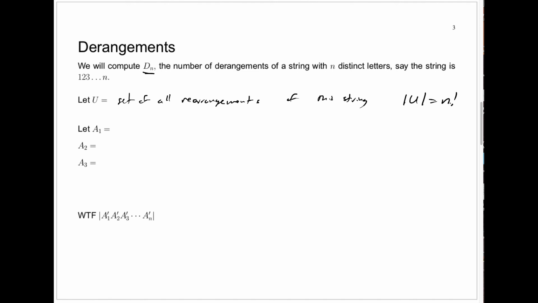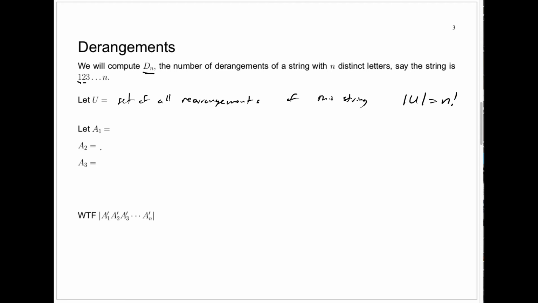Now, of course, many of those are not derangements. So in order to count derangements, we somehow have to understand what defines a derangement. And I didn't even mention that, so let me talk about what a derangement is. A derangement of the string is a rearrangement in which no element stays in its original position. So we can think of that as saying this element 1 cannot end up in position 1. The element 2 cannot end up in position 2, etc.